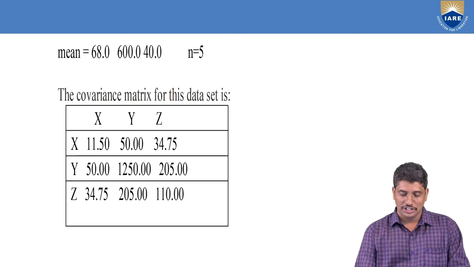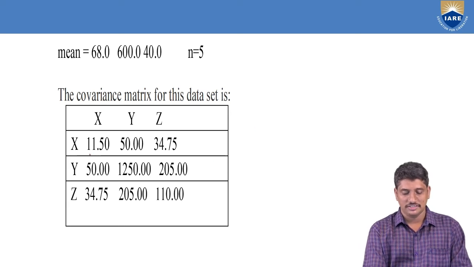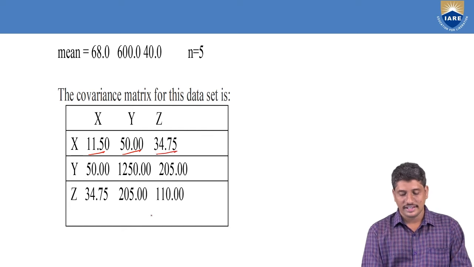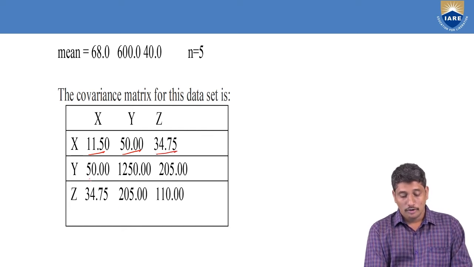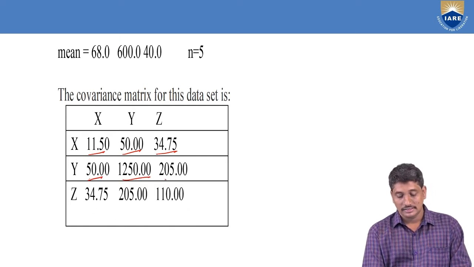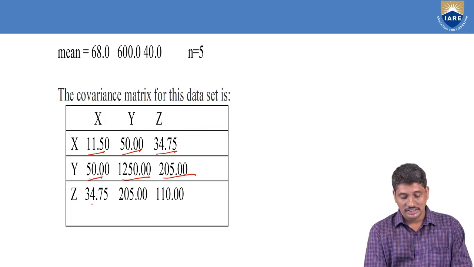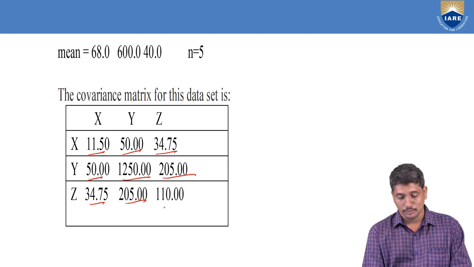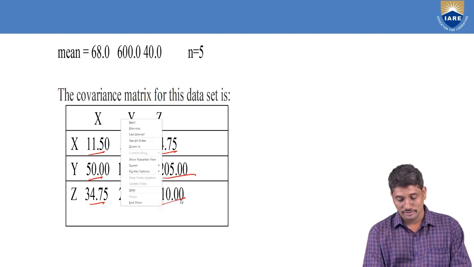So finally, this is the covariance matrix. This is the variance of x. This is the covariance of x and y. This is the covariance of x and z. This is the covariance of y with respect to x. And this is the variance of y. This is the covariance of y and z. This is the covariance of z and x. This is the covariance of z with respect to y. And this is the variance of z.